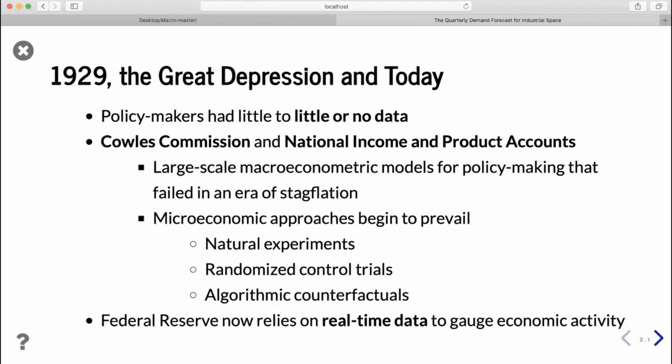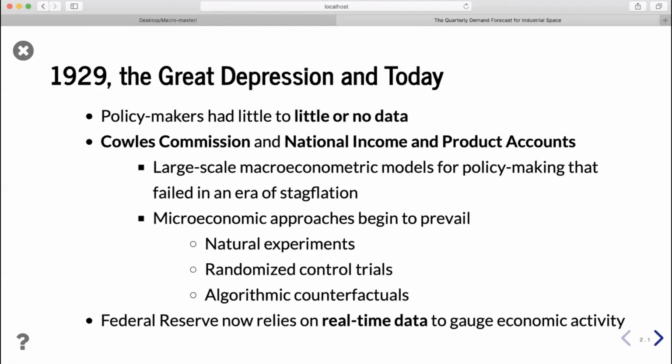So I want to step back to 1929 and the Great Depression. And in the fall of 1929, equity markets in the US declined by about 30%. And at that time, policymakers had little or no data. And as a result, we would create things like the national income and product accounts, these government statistics that measure output. And we would do lots of exciting things, creating so-called large-scale macroeconometric models for forecasting, as well as develop a number of interesting microeconomic approaches.